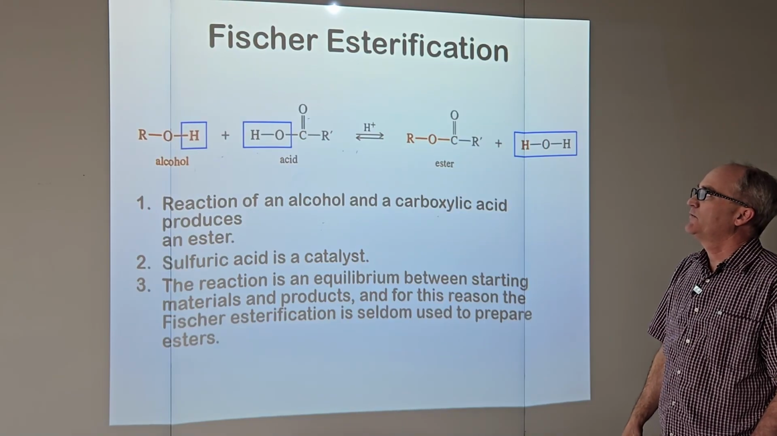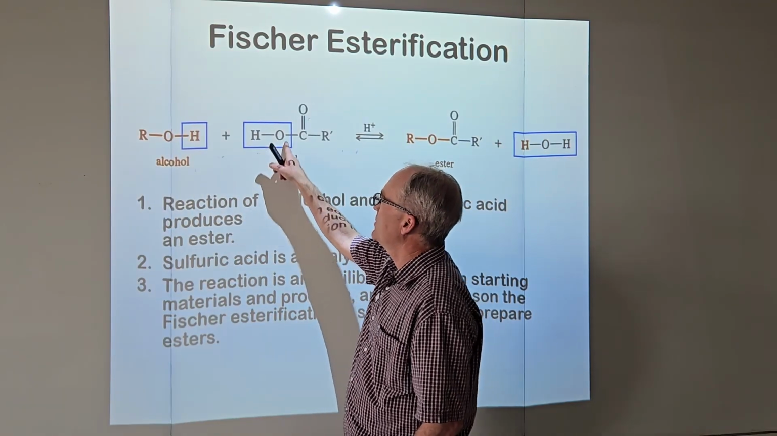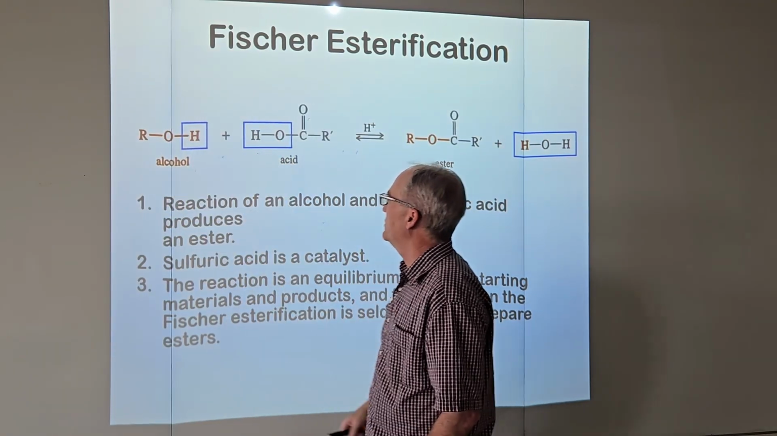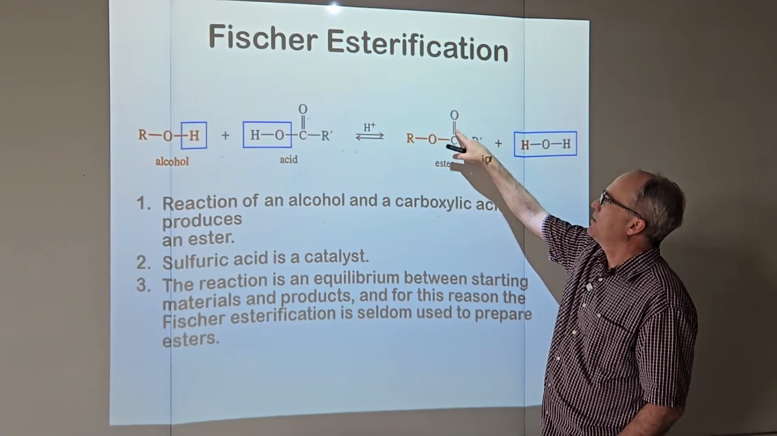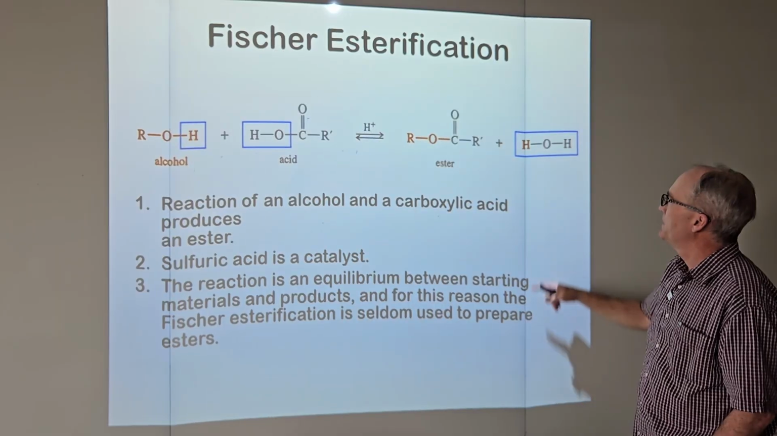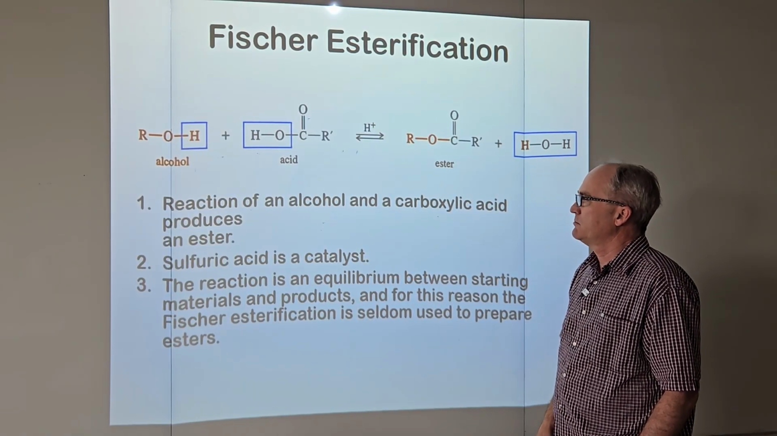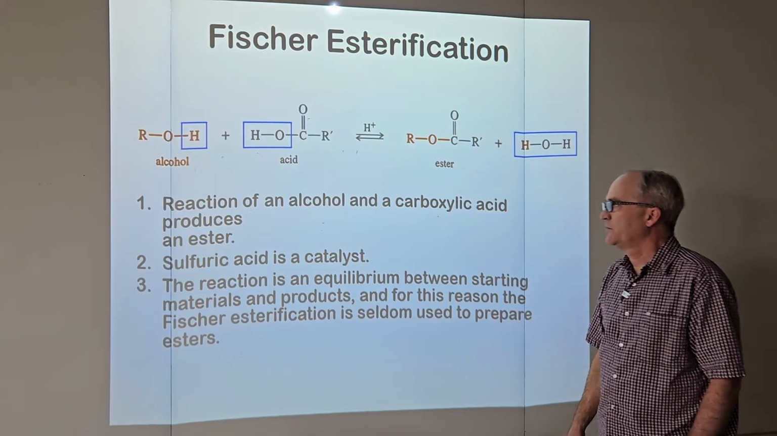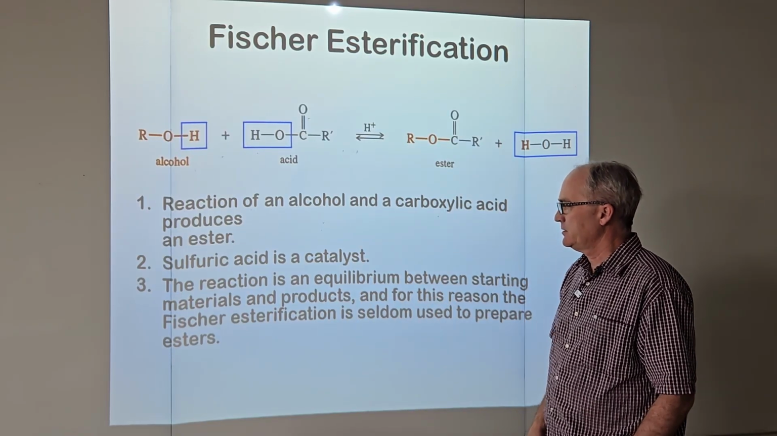So here is the Fischer Esterification. Here's our alcohol, here's our acid. You can see water right there. And so this is kind of like a dehydration. Here's our ester functional group. There's the water. So a Fischer Esterification is reacting an alcohol with a carboxylic acid. Here sulfuric acid is used as the catalyst.